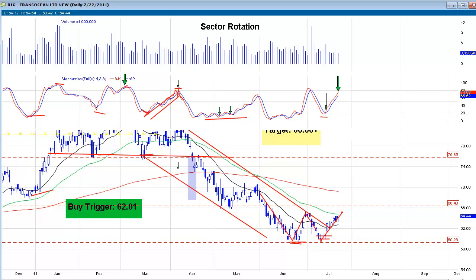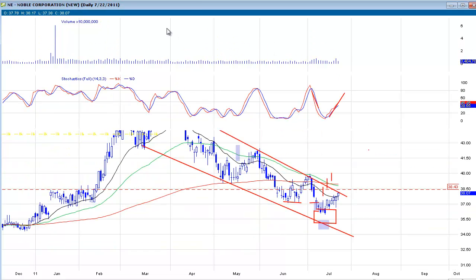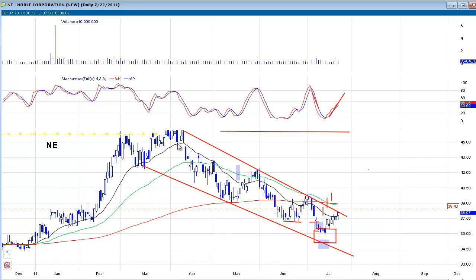And again, along with that, there were other stocks that are setting up with the rigs. Noble Corporation, NE, and again, you can see the recognizable pattern and everything else that goes along with this.